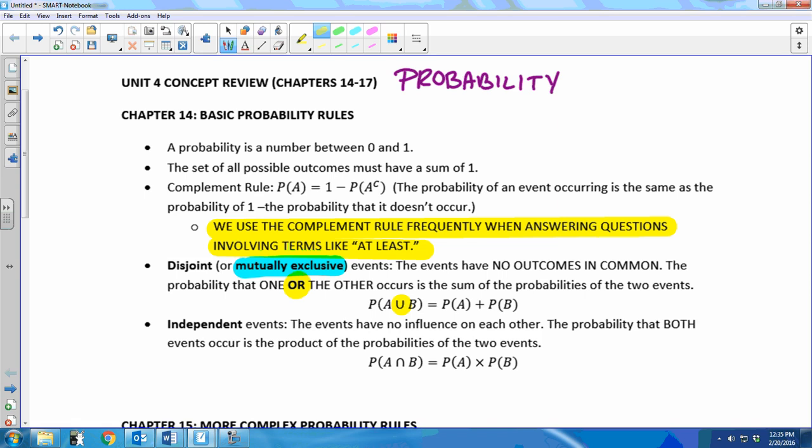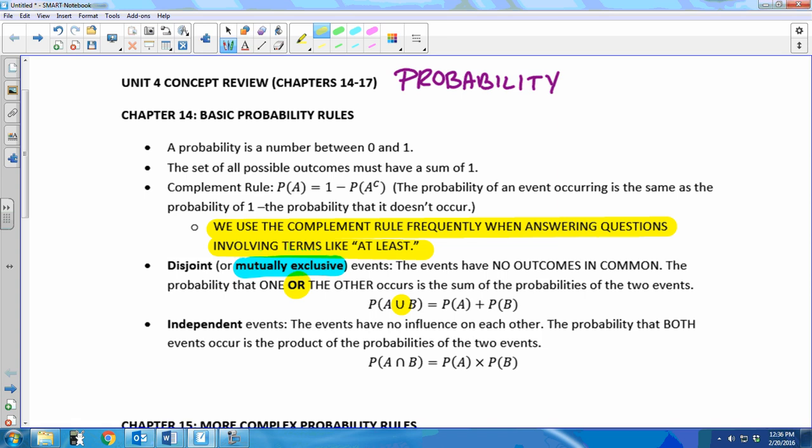Independent events. We've talked about independence enough in this class, so hopefully you understand what independence is. But independent events have no influence on each other. And the probability that both events occur is the product of the probabilities of the 2 events. All right, so as long as they don't influence the other, then you can just multiply the probabilities together. So I want to know the probability of drawing a green M&M out of a bowl and then drawing a blue ball out of a bag of 10 different colored balls. Then those don't have any weight on each other. They don't influence it. They're completely different things. But I want to know the probability of getting both of those.